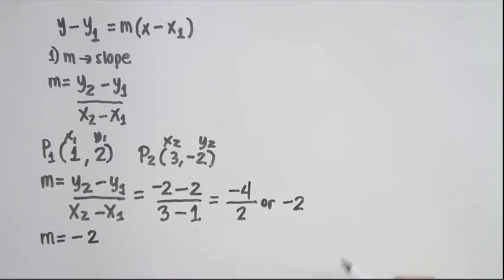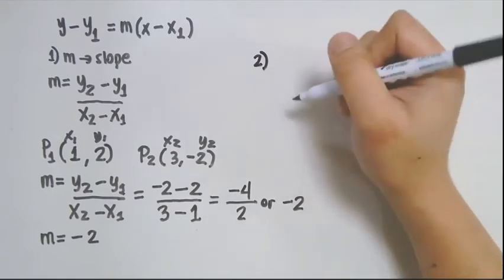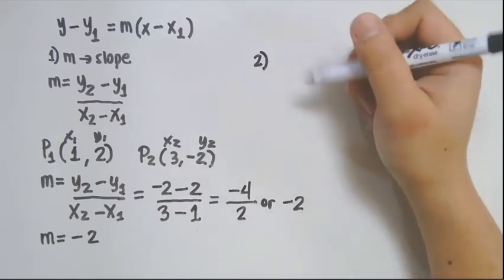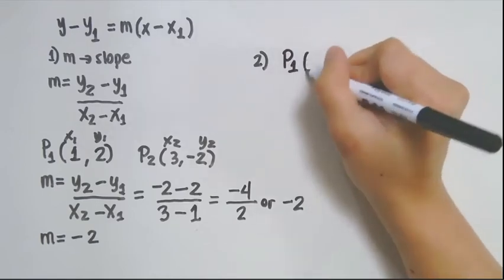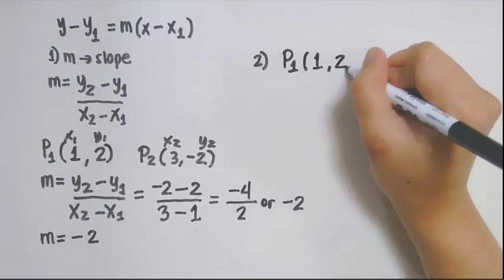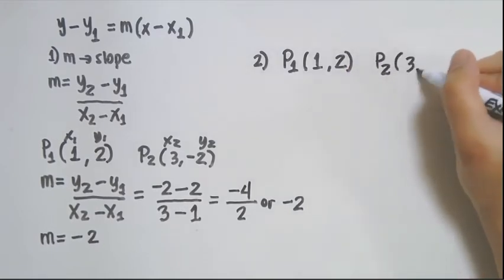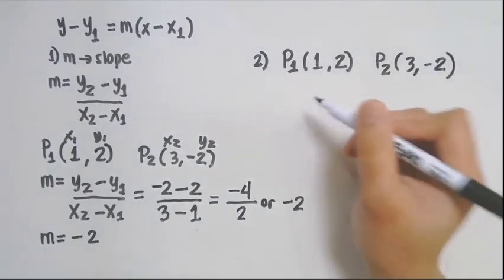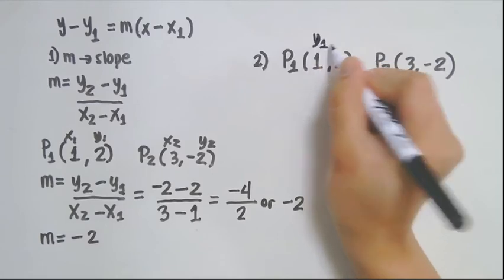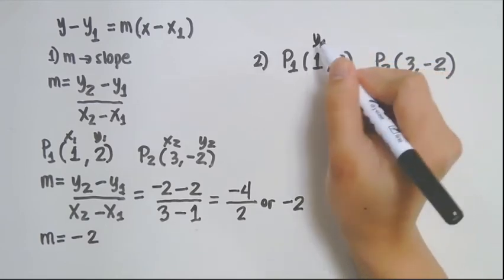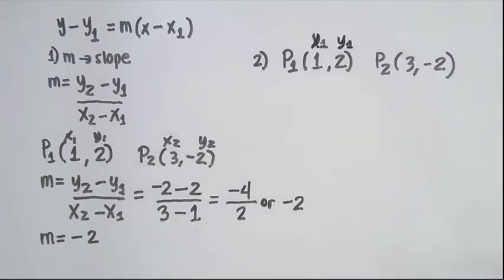After we get the value of our slope, next we identify any of the two points that could be used. We could be using point 1, which is (1, 2), or we can also use point 2, which is (3, -2). In this case, I wanted to use point 1. This will be my x1, and this will be my y1.